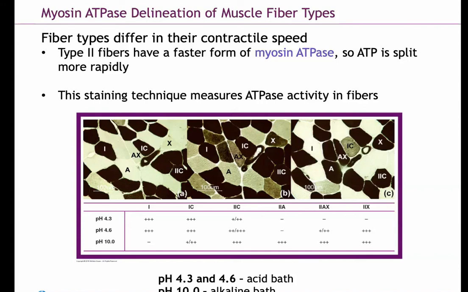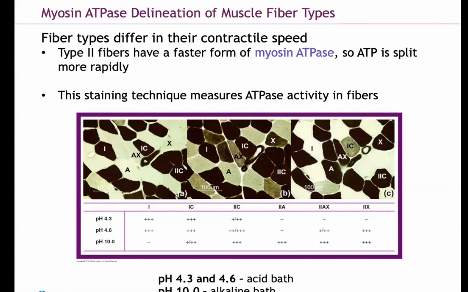Like I said earlier, we have more than just 3 fibers, but I'm only talking about 3 fibers. You can see we have type 1, type 1C, type 2C, type 2A, type 2AX, and type 2X. You know that we are only concerned with type 1, type 2A, and type 2X. Those are the only ones that we are concerned with.